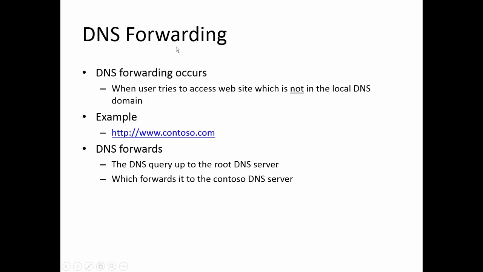DNS forwarding. DNS forwarding occurs when a user tries to access a website which is not in the local DNS domain. For example, a user at CCBC tries to access www.contoso.com. What happens is the CCBC DNS server forwards the DNS query up to the root server, which forwards it to the .com server, which forwards it to the Contoso DNS server.